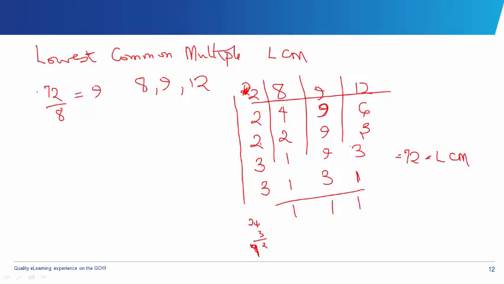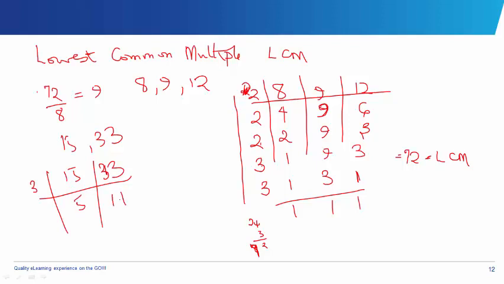Okay, let's try another example. Find the LCM, the lowest common multiple of 15 and 33. So put it this way, 15 and 33. Can 2 divide both of them? No, 2 can't go, but 3 can go. 3 will divide 15 to give 5, and this gives 11. What else can go? 5, giving 1, and 11. Next thing is 11, giving 1 and 1.